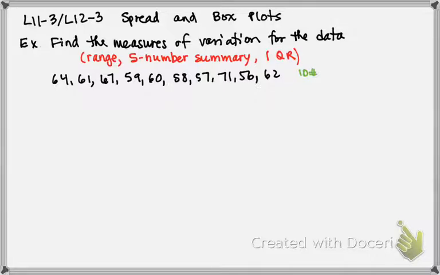So I'm going to look. I have numbers in the 60s, 50s, 70s. So let's start with the 50s. I have 59, 58, 57, 56. I like to line up my numbers and cross off as I go along. That way I don't forget anything, and then I'll count at the end too.